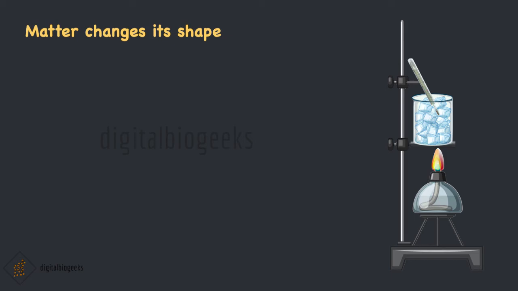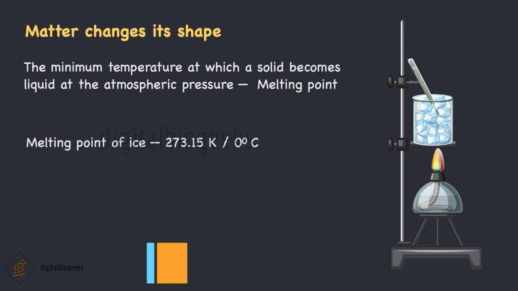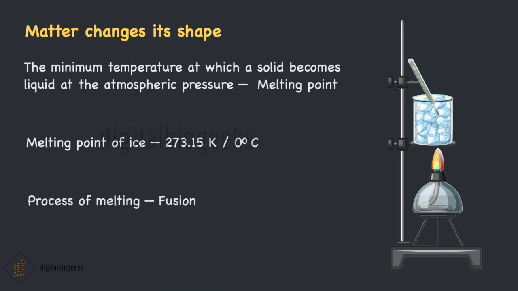The minimum temperature at which a solid becomes liquid at the atmospheric pressure is known as the melting point. The melting point of ice is 273.15 Kelvin, that is 0 degrees centigrade. That means at 273.15 Kelvin or 0 degrees centigrade, ice starts to melt and becomes water. The process of melting is called fusion. Fusion is the process in which a solid changes to liquid.